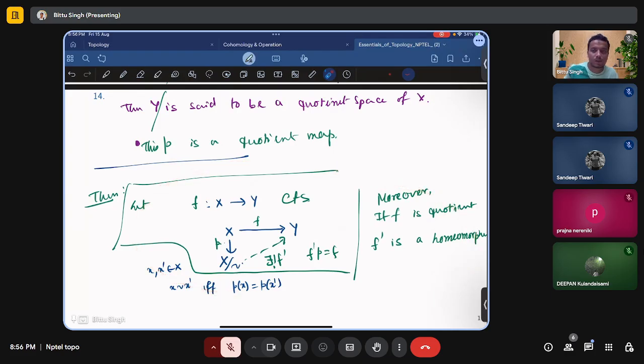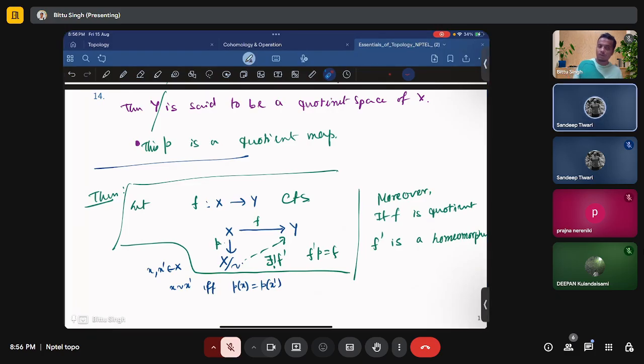Is it clear? Okay. So in the next lecture, we'll solve some problems from quotient topology.